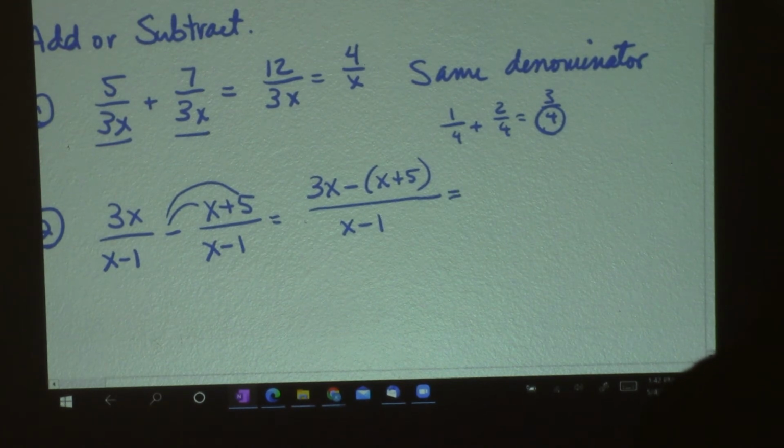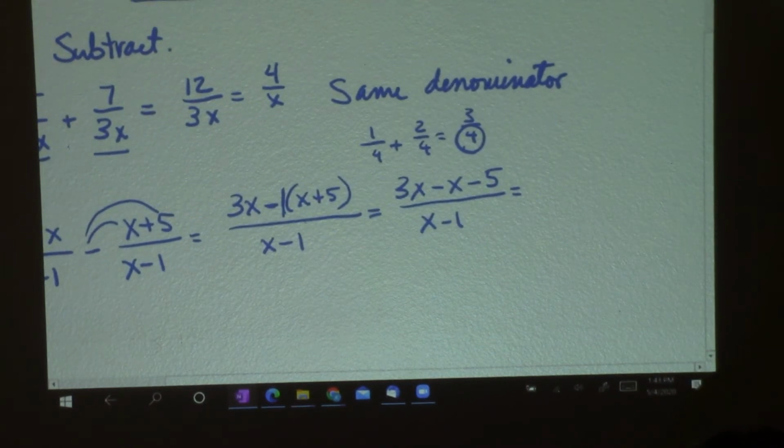So this is like having a positive 1 there, a 1 that I don't see, and it actually changes to negative because of the minus. So then I have negative 1 times x is minus x, and negative 1 times 5 is minus 5, and that's all over x minus 1. So you can see that I'm subtracting both of those terms. Now I see if I have any like terms I can combine. And of course, I can combine 3x minus x. So that becomes 2x minus 5 over x minus 1.